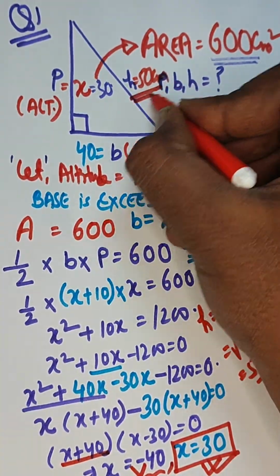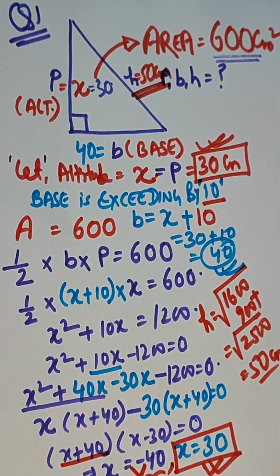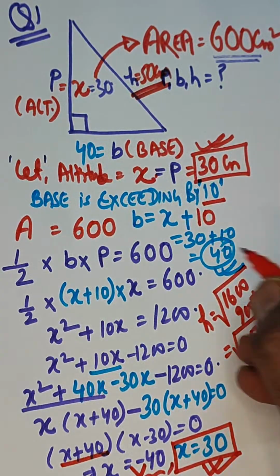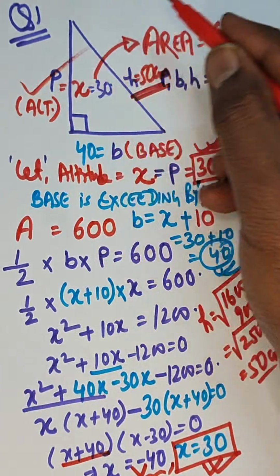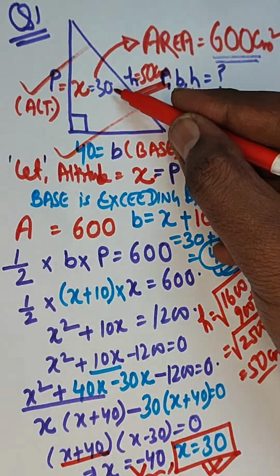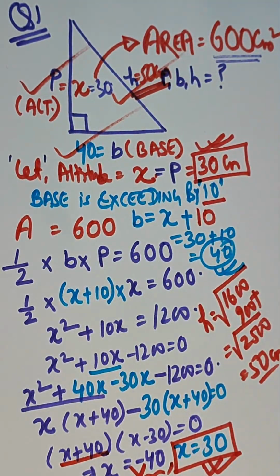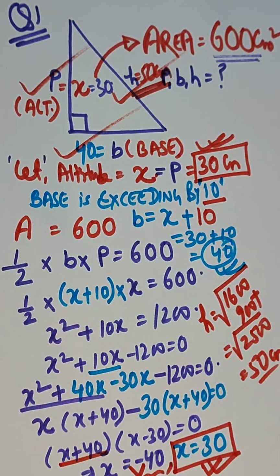hypotenuse, my dear friends. So this will give you all the dimensions of this triangle, right? We get the perpendicular altitude, we get the base, we get the hypotenuse, right? And in this way this question is solved, my dear friends. Quickly going to the next question, my dear friend.